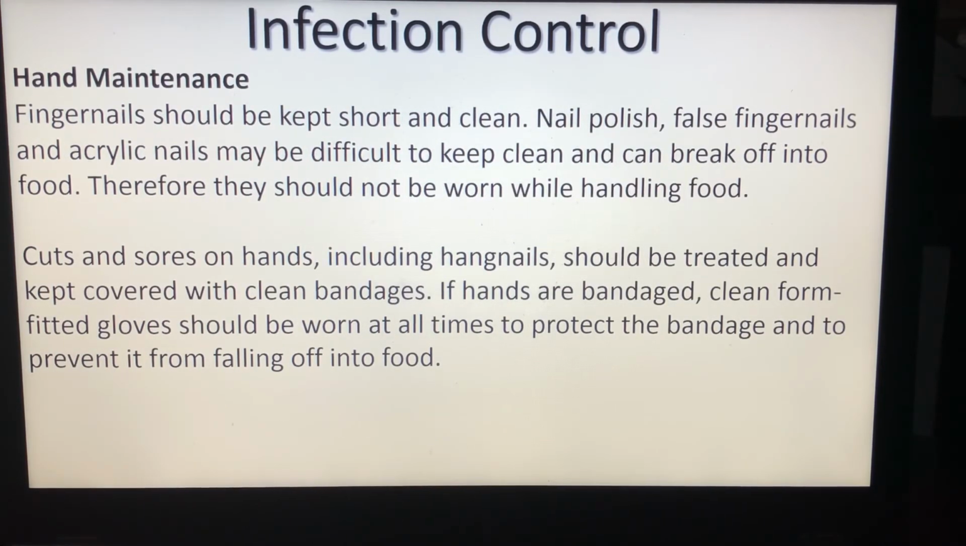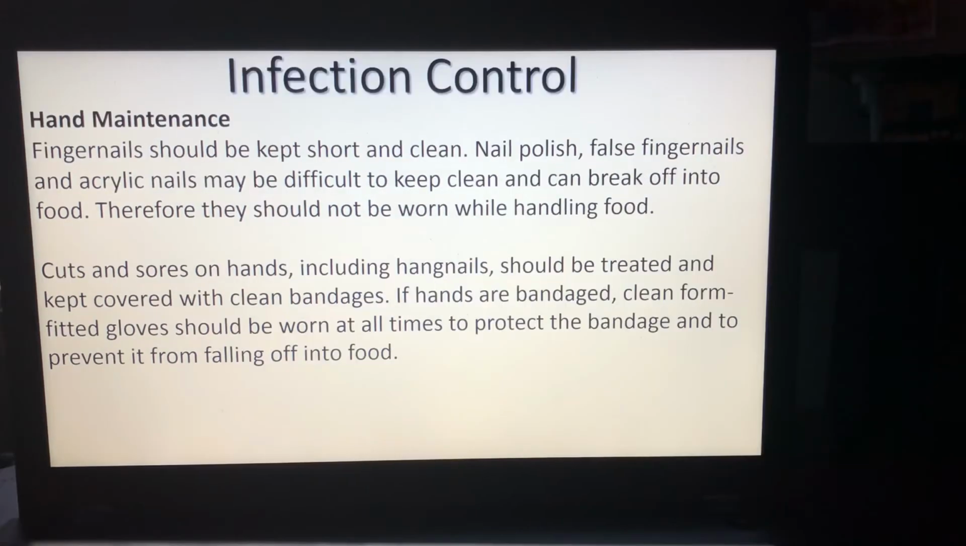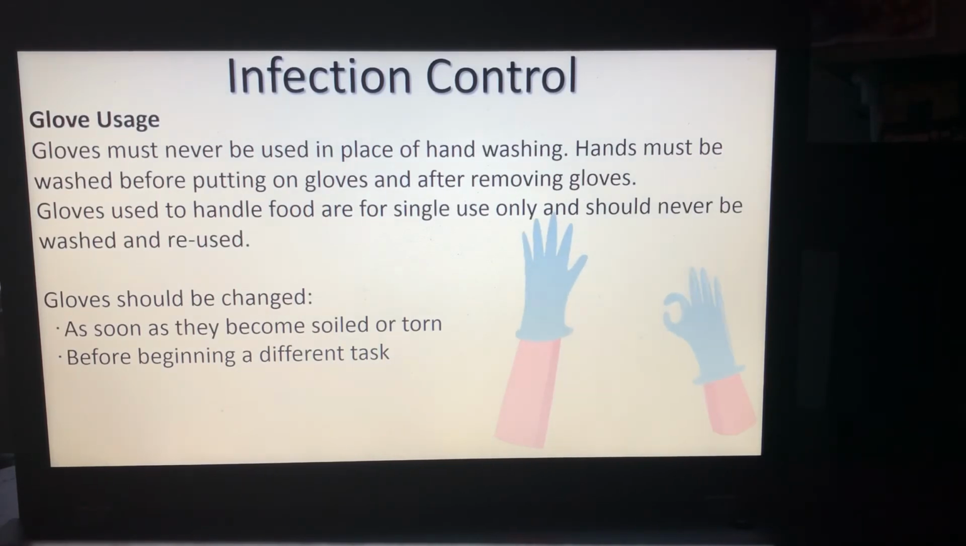Hand maintenance. Fingernails should be short and clean. Nail polish, artificial fingernails, acrylic nails, it's hard to keep them clean and they can break off into food. So they should not be worn while handling food. Cuts and sores on the hand, hangnails should be treated, kept covered with clean bandages. If hands are bandaged, clean, form-fitted gloves should be worn at all times to protect the bandage and to prevent it from falling off.